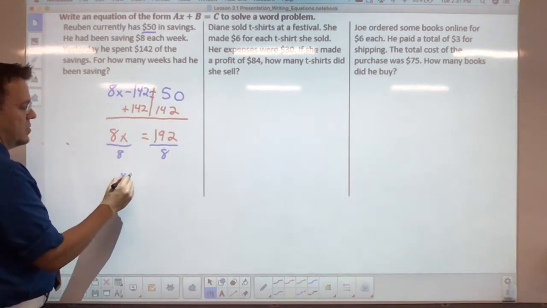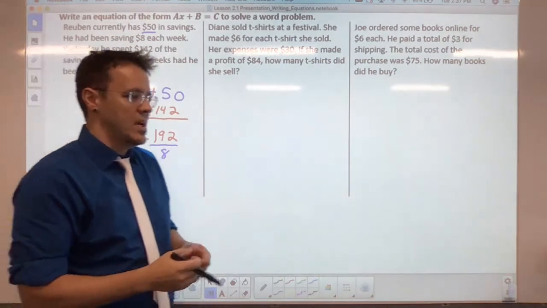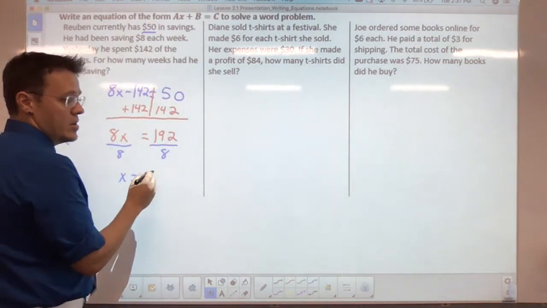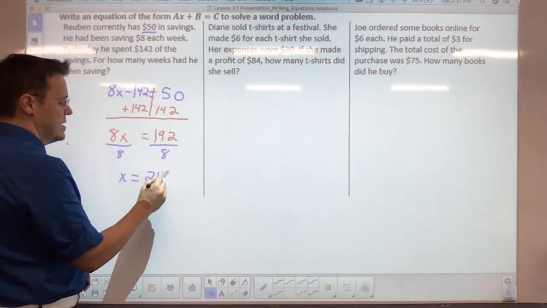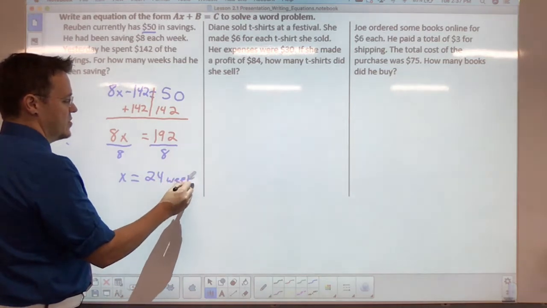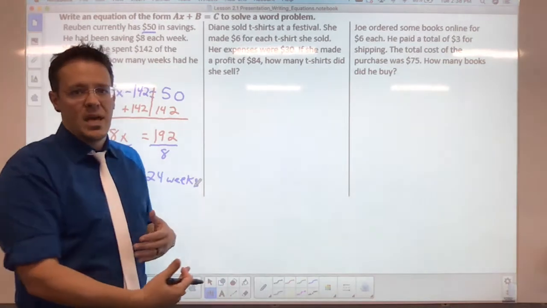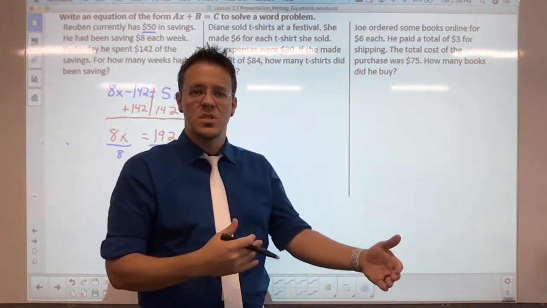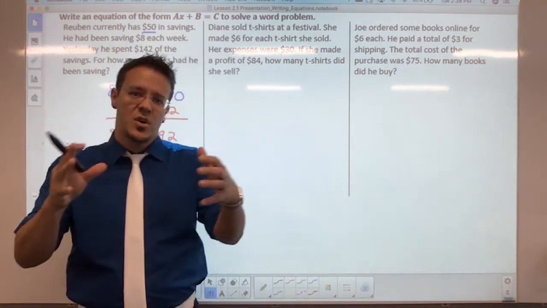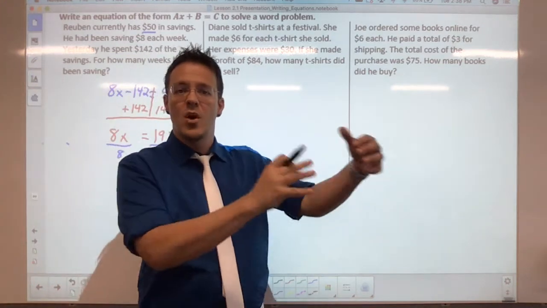So you end up with X equals, and then you would put it in your calculator, or however you're going to do it, and it's 24 weeks. So he's been saving for 24 weeks. I want to push this on you now so that when we do 2-2, which is single step equations, and then start moving forward, you understand what's coming.